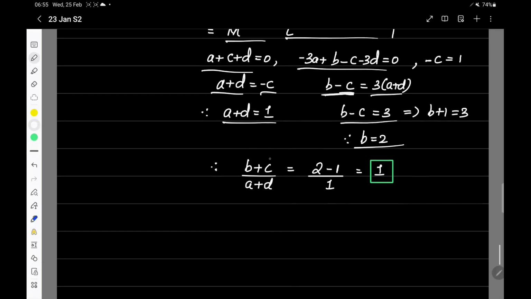Now they have told we need to find the value of (b plus c) divided by (a plus d). The value of a plus d we have found it to be 1. b is 2. c is minus 1. So finally you will get the desired value asked in the question as 1. That is our answer.